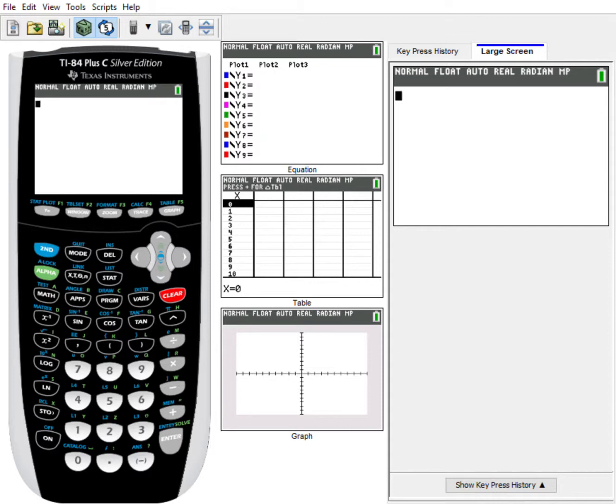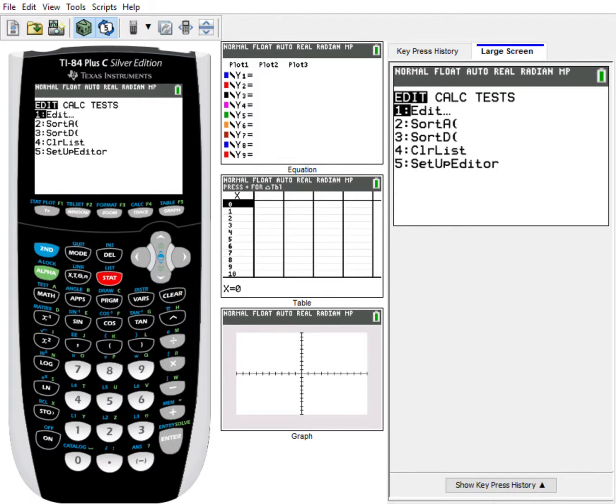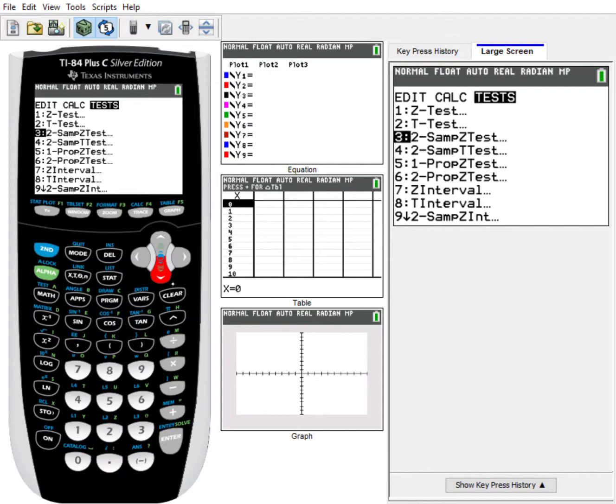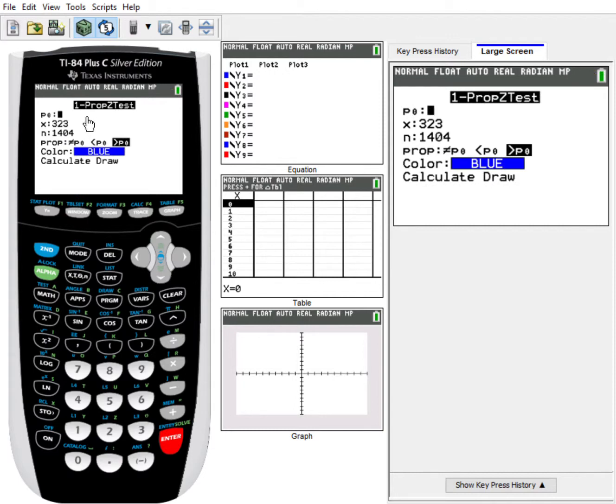This is a lecture on a calculator using a one proportion z-test. I am just following through the two examples that I did in the previous lecture. You push stats over to tests. What you need is this number 5, the one proportion z-test. You push enter. Right at the top of the screen is the name of the test.